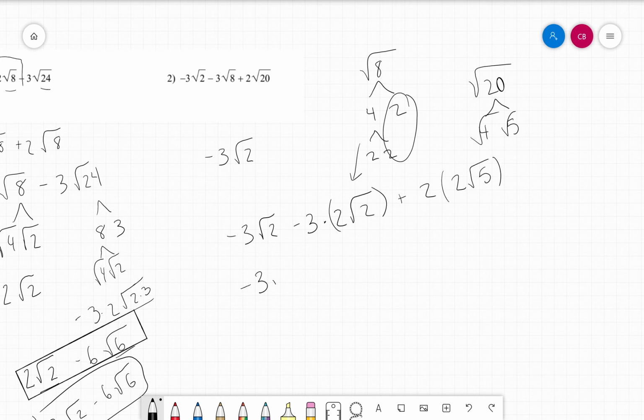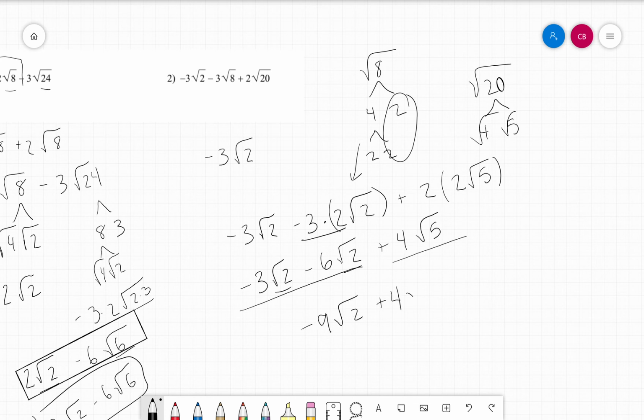This is negative 3 square root of 2. This is negative 6. 3 times 2 is 6, square root 2. 2 times 2 plus 4 square root 5. Well, these two match, so we can combine these two terms, but this must be left alone because it does not match. So negative 3 and negative 6 is negative 9 square root of 2 plus 4 square root 5. That will be our final answer.